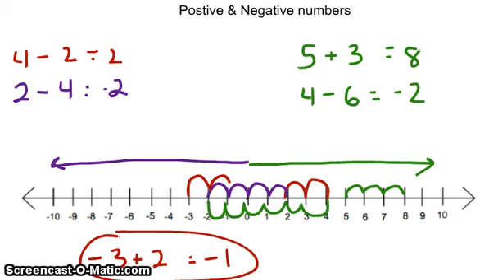This time, let's use 2 negative numbers. So what if we had -5 minus 2? So let's start at -5. And then we want to go -2 spaces. So we go 1, 2. And we end up at -7.